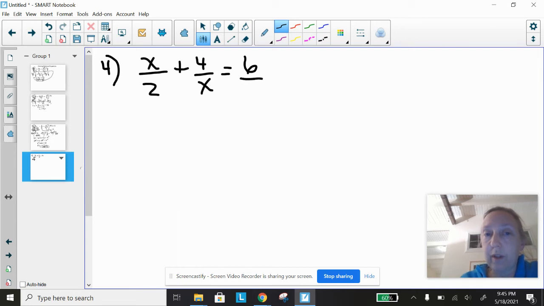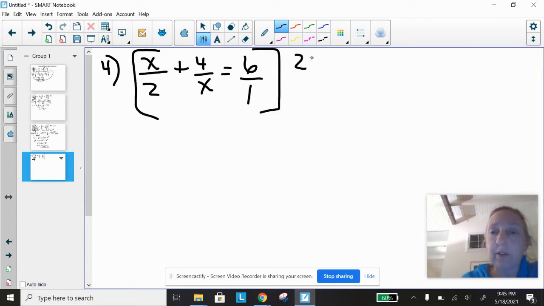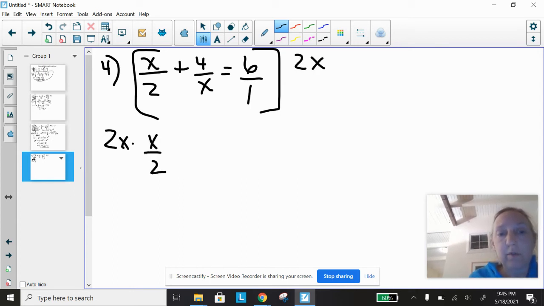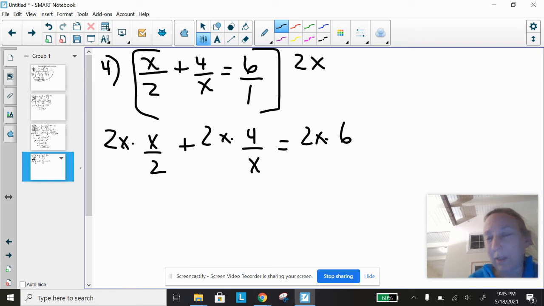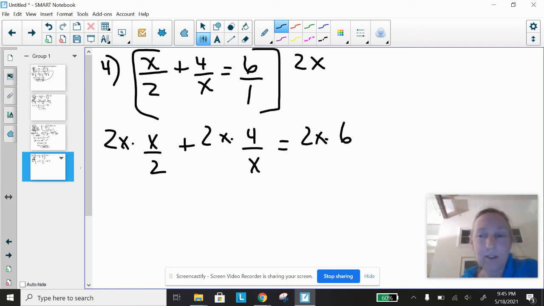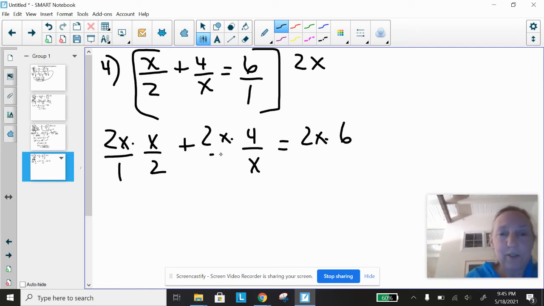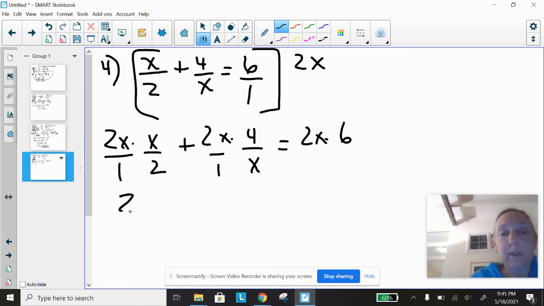Denominators of 2 and x and 1. I'm going to multiply everything by 2x. 2x times x over 2. 2x times 4 over x. And 2x times 6. I know it might seem a little annoying to write it out, but I'm telling you it's beneficial. Less mistakes are made. You can stick that 1 if you want to. There's nothing to reduce. I get 2x squared. Here my x's do reduce. I get 8. And here I get 12x.